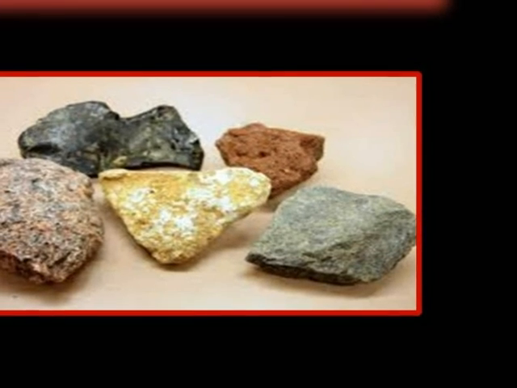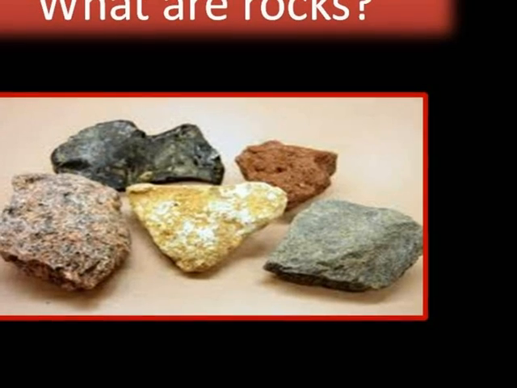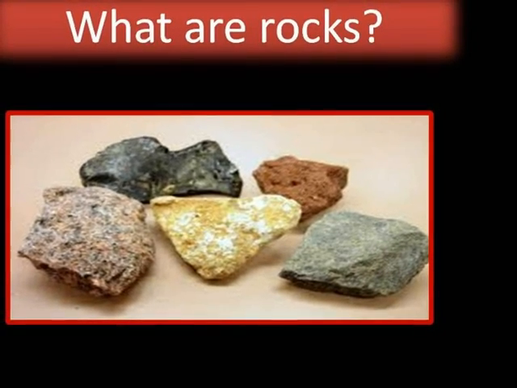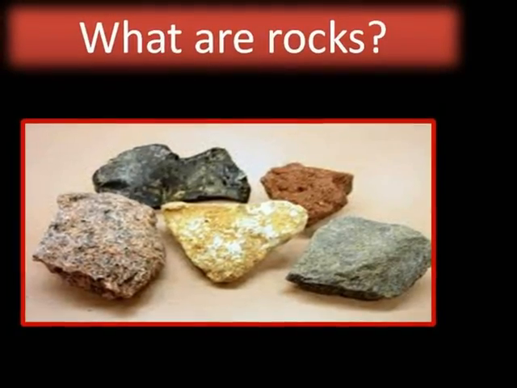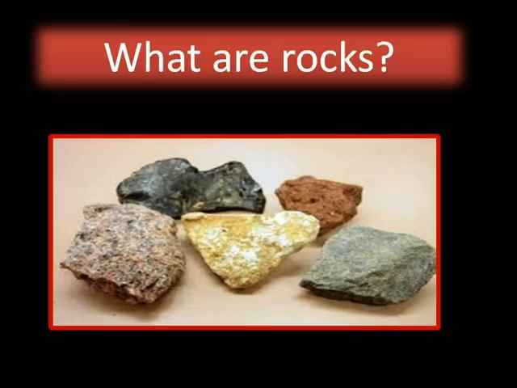Today we're going to talk about the 3 different types of rocks, where they are found, what they look like, and the rock cycle. Let's first begin by discussing what rocks are. Rocks have been around for over 4 billion years. Most of the rocks that we see are made of minerals. All rocks are different, and each rock has its own story to tell.